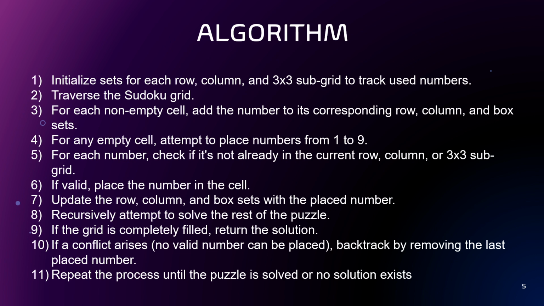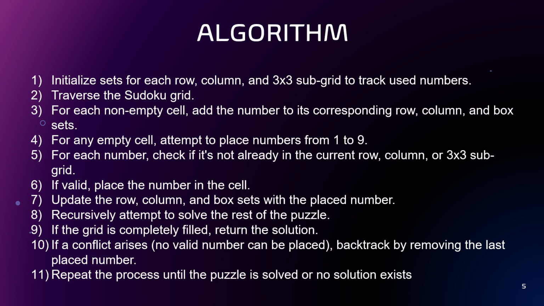So the first step in the algorithm will be to initialize the hash set. As we all know, a hash set is the data structure we use to make sure which numbers are present in the set, with an order of 1 time complexity. So the first step is to initialize the hash sets for row, column and 3x3 subgrid in order to keep track of the used numbers.